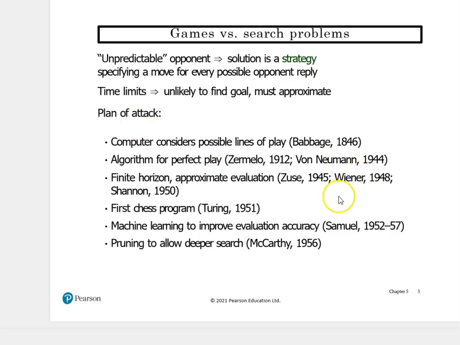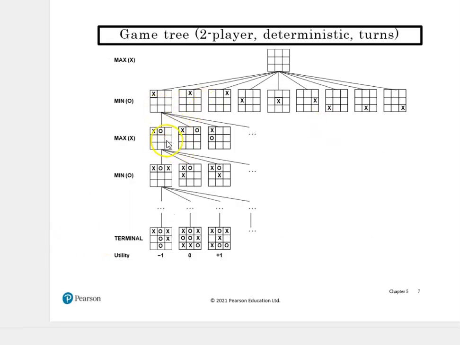So what's the difference between games versus search problems? In games, we have an unpredictable opponent. So the solution is a strategy specifying a move for every possible opponent reply. Okay, so if we look at tic-tac-toe, at every possible move that Min can take from the current state we're in, we're going to consider that in expanding the tree until we reach the final utility.